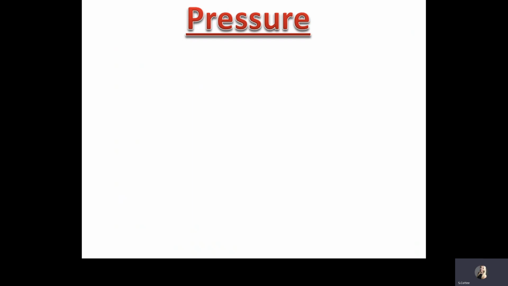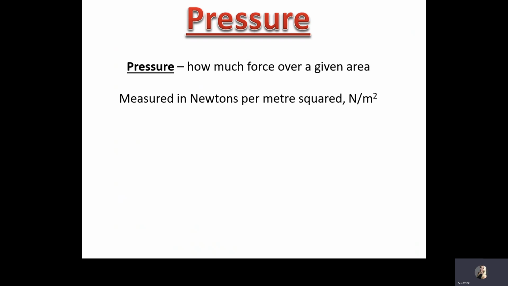So if you want to calculate pressure, we need an equation. Now this equation you will have to learn and memorize when you get to GCSE, but you don't have to do that at the moment. So pressure, what it actually means is how much force you are exerting over a certain area. And so far we've been talking about a large area and a small area and what that means for our pressure. Our pressure is measured in newtons per meter squared. So how much force in newtons over an area measured in meters squared.